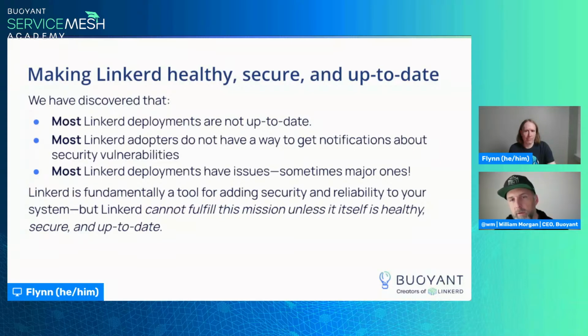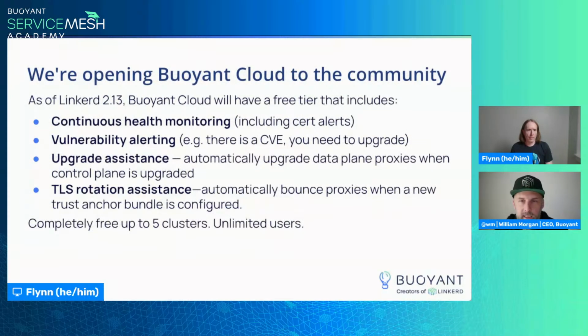So what we're going to do instead is we're going to make Buoyant Cloud have a free tier, which is limited in a bunch of ways, but which is going to take on the core task of making it easier for you to upgrade Linkerd, right? Because it can be annoying. Making it very clear when there's a vulnerability, and giving you the ability to alert on that, and then giving you some health alerts too, right? So that's all going to be free up to 5 clusters or something, no limit on users, just trying to make this very lightweight and easy to use.